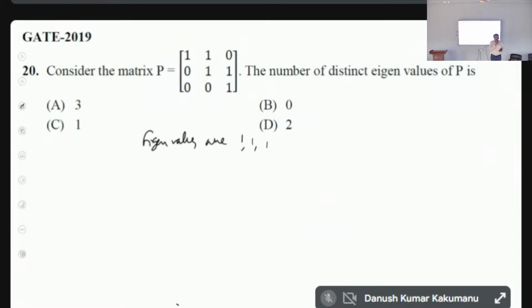Only one distinct eigenvalue. We have only one, there is nothing extra. What is your answer? Option C, 1, is the correct answer.